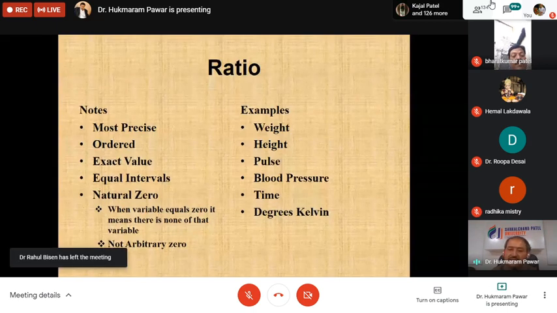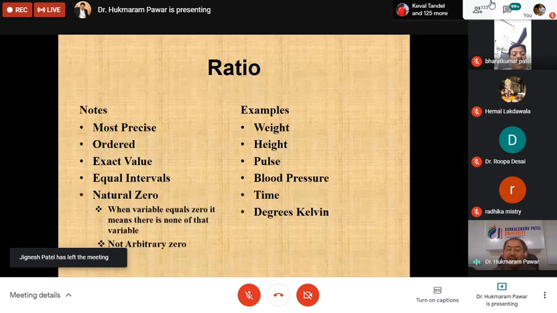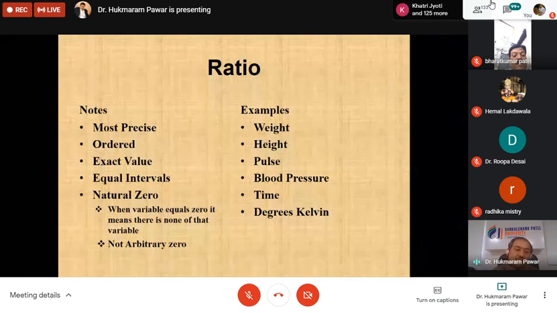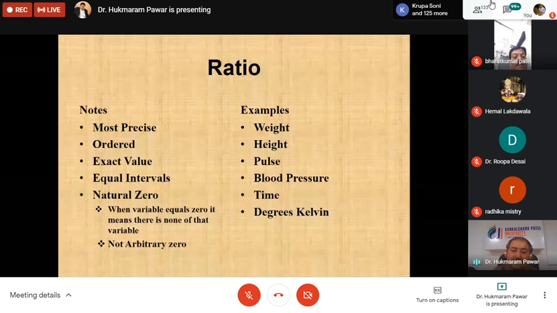And all statistical tools can be used: mean, median, mode. All tests, t-test, chi-test, all kinds of tests can be used here. Examples are weight, height, pulse, blood pressure, time, degrees Kelvin. These are the examples of ratio. This is the most precise, ordered, exact value. The most important thing is that equal intervals are there, and a natural zero is there.